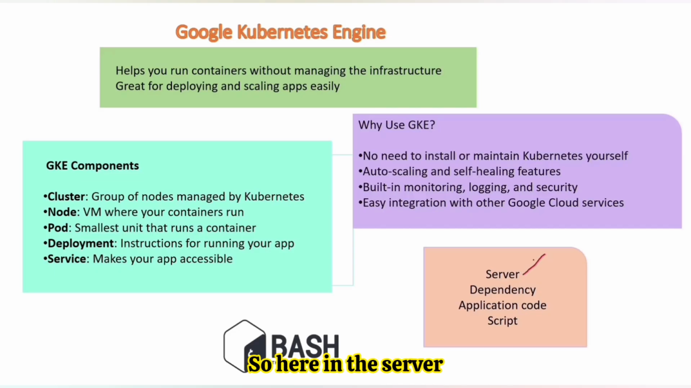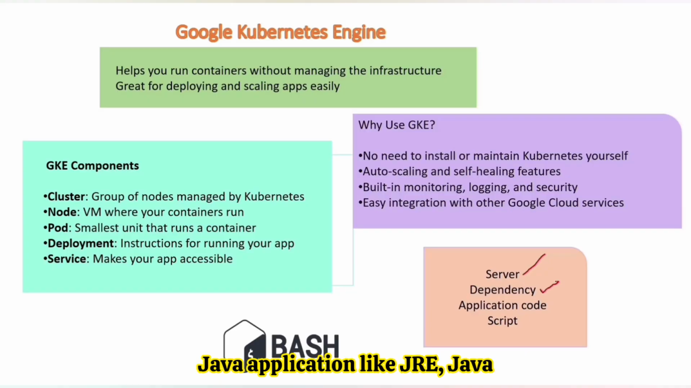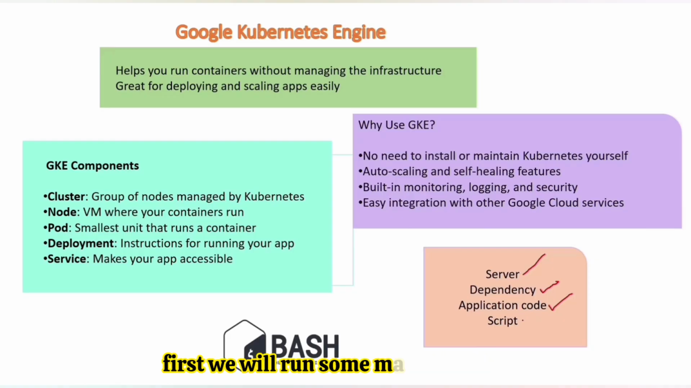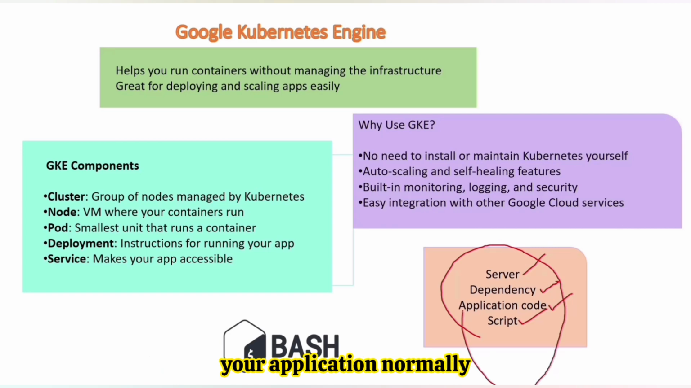So here in the server you will have an operating system. There you will have the dependencies of the Java application like JRE, Java, and other libraries also. Then you will have your application code. Then for running your application, first we will run some main code, right? So that script also you need to start. So this entire package you need to deploy your application normally.